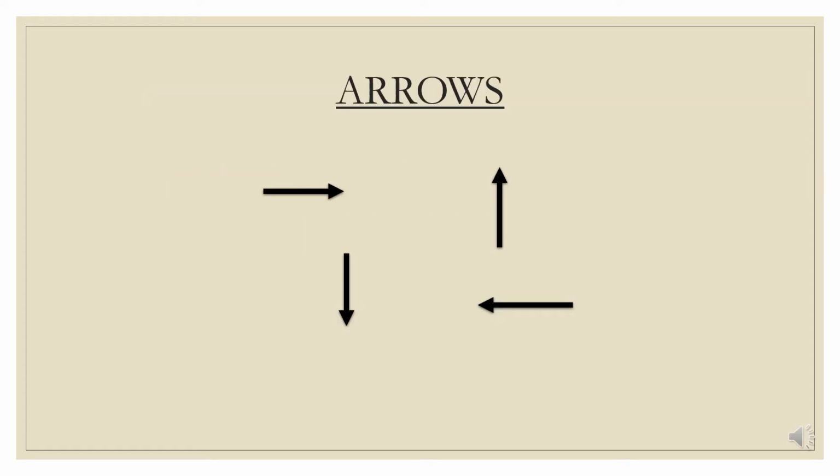The next symbol is the arrows. Arrows depict the flow of the control of the program. They illustrate the exact sequence in which the instructions are executed.